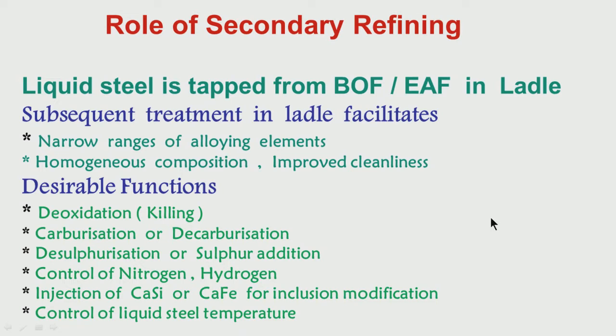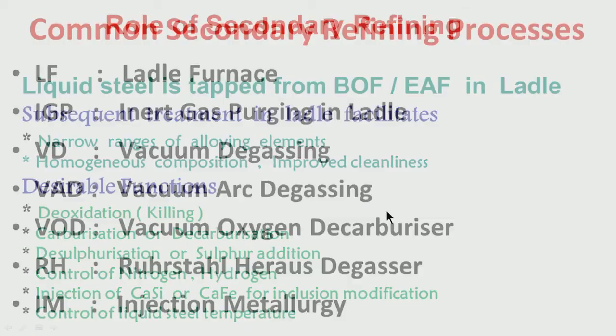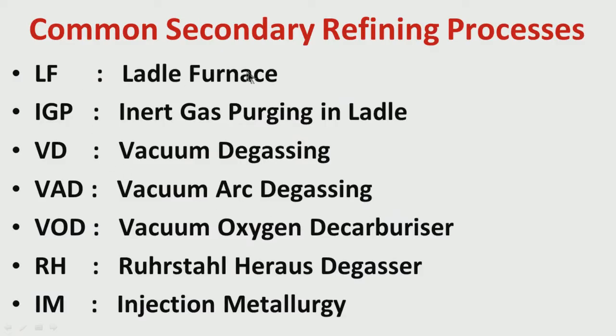This I have talked about. I have not talked about, I think, decarburization as one important requirement for secondary refining. I had also talked about the different processes like ladle furnace, inert gas purging, vacuum degassing, and how they help in achieving the different requirements for quality enhancement. Then I talked about VAD, vacuum arc degassing, how it helps in the arcing, in increasing and controlling the temperature, and how it is helpful.